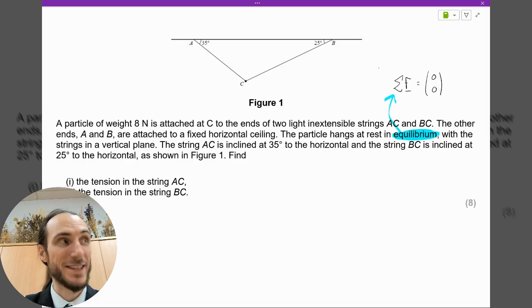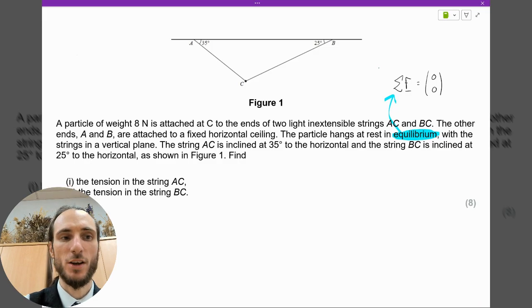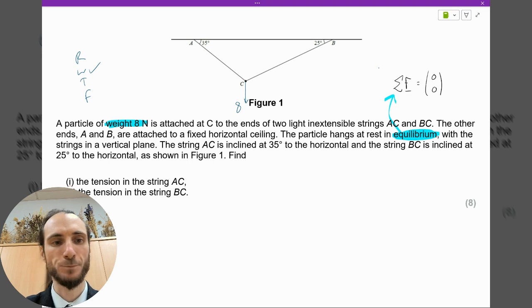A particle of weight 8 newtons is attached at C to the ends of 2 light inextensible strings AC and BC. So I'm thinking, really, what are the forces? It's mentioned weight, so let's get the weight force on there. The weight here is 8 newtons, so let's draw a downwards weight of 8 newtons. That figure 1 is just a little bit in the way, isn't it?